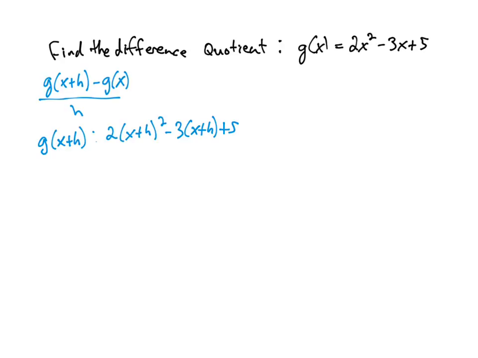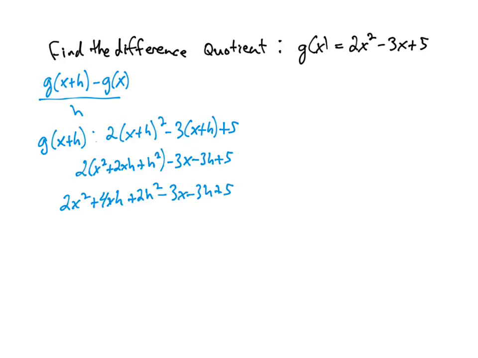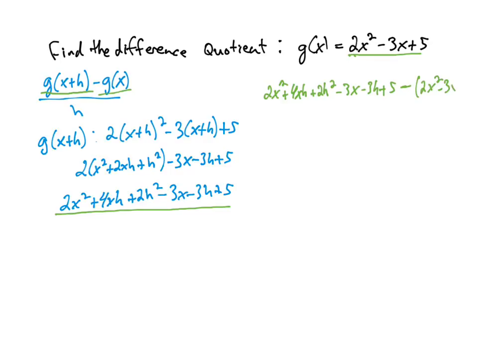So let's go ahead and expand that. And this is what we end up with. Again, this expression goes right here in the difference quotient. So what we'll have is 2x squared plus 4xh plus 2h squared minus 3x minus 3h plus 5, and then we're going to subtract the value of the function. So we're subtracting g of x. So minus 2x squared minus 3x plus 5, and that all gets divided by h.